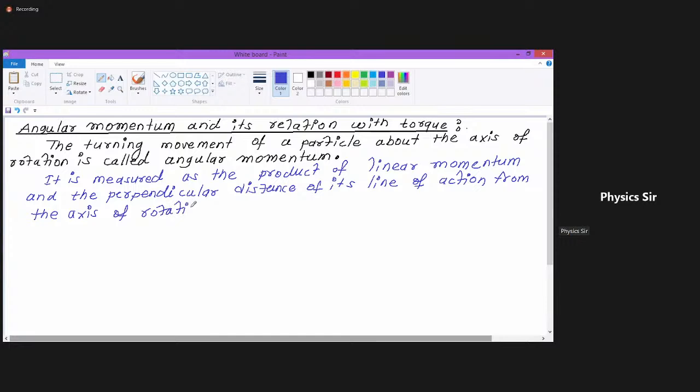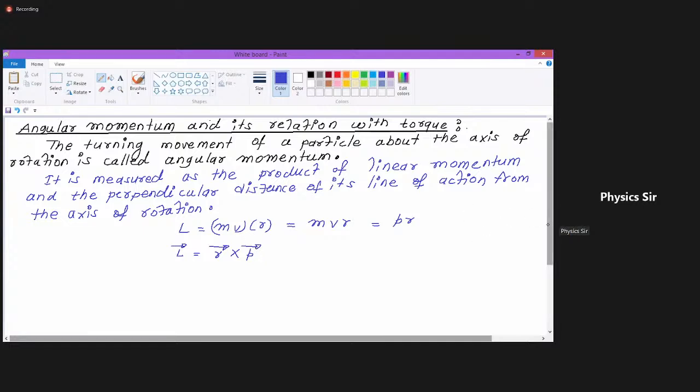Okay, so I can say that this angular momentum L is the linear momentum, which is mv, times the perpendicular distance r. So this is mvr, or you may say it is p into r. If I want to write in the vector form, I can write this as vector r cross vector p.